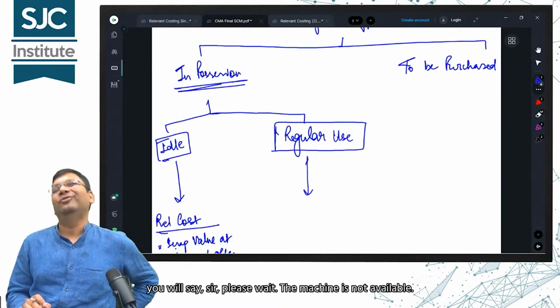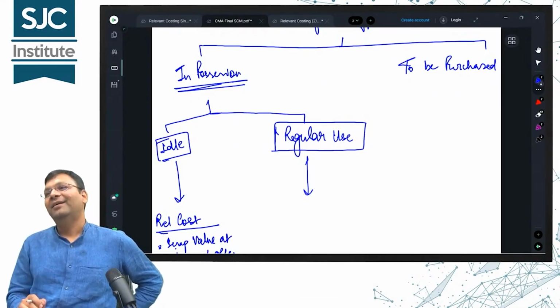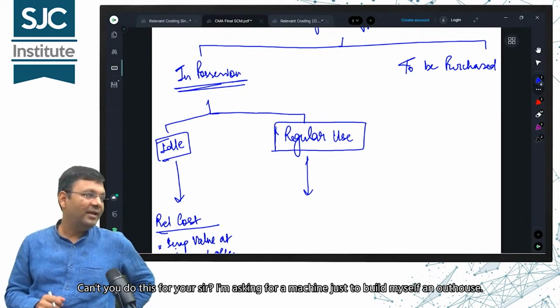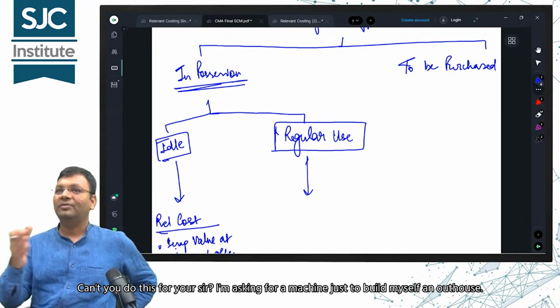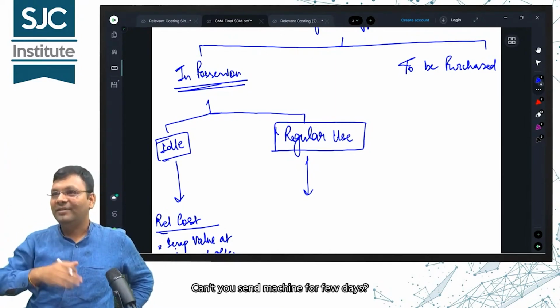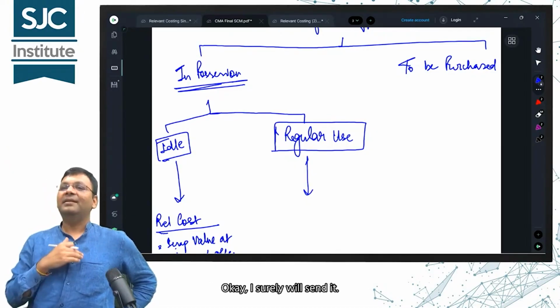Now, you will say, sir, please wait, the machine is not available. So I will try emotional tricks upon you. Can't you do this for your sir? I'm asking for the machine just to build myself an outhouse. The machines are working on such big contracts. Can't you send a machine for a few days? Okay, I surely will send it.